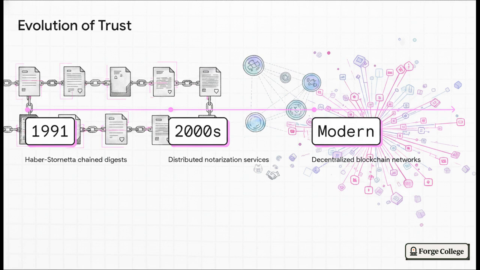Back in 1991, you have Stuart Haber and W. Scott Stornetta mathematically chaining document digests together so they literally couldn't be backdated. Fast forward to the 2000s, and we see the rise of distributed notarization, basically spreading the trust around rather than relying on one single guy with a stamp. And that shift directly sets the stage for the modern blockchain networks we see today.